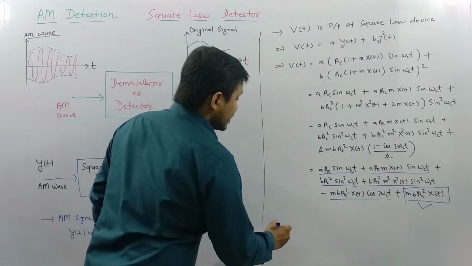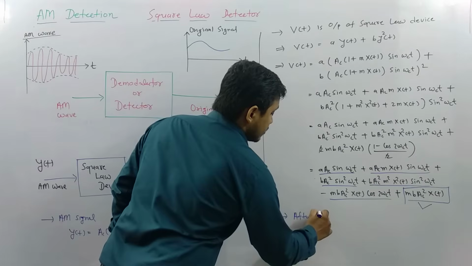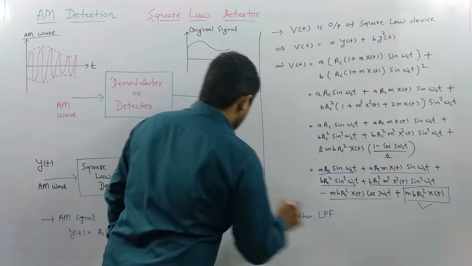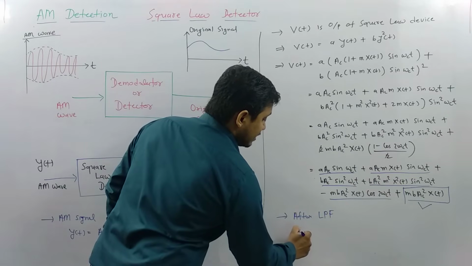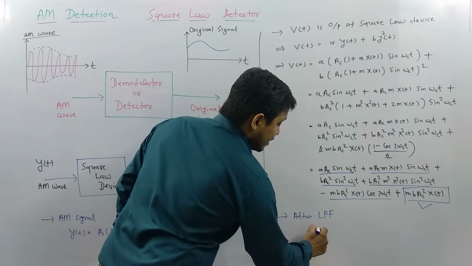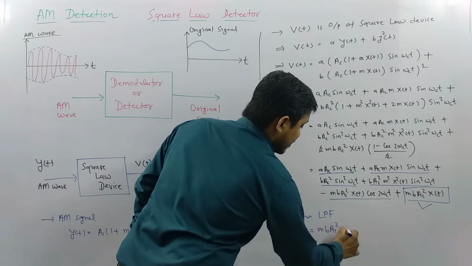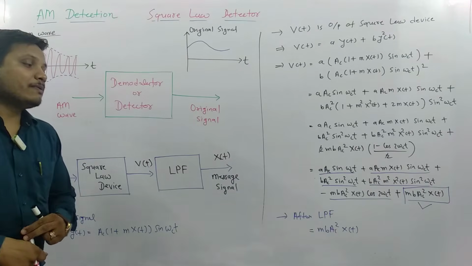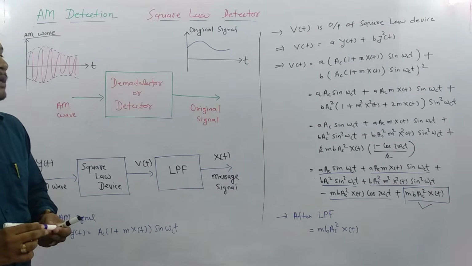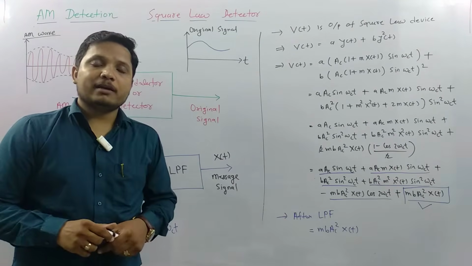So after the low pass filter, the output is x(t), or you can say the message signal. Your output will be m B A_c² x(t). So this will be our output once you pass it through the low pass filter. So that is how we can detect an AM signal.